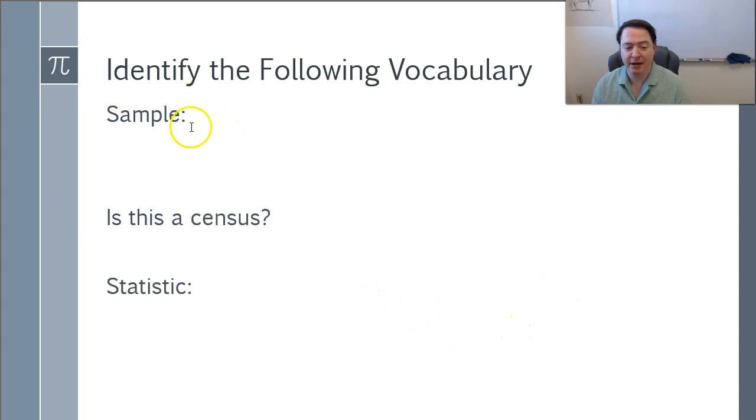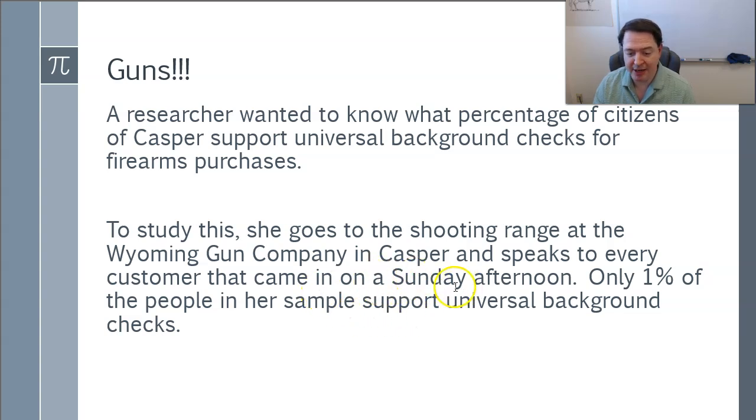So let's start off by looking at just what these words are. Okay, so first off, what is the sample here? Well, the sample is the data that she actually got, not what she tried to get, but what we actually got. So this is going to be a response from the people that came in on a Sunday afternoon to this one particular shooting range. Okay, that's what the sample is. So customers that came in on a Sunday afternoon to Wyoming Gun Company's shooting range in Casper, right? That seems very specific, and these samples tend to be very specific to make it clear exactly who we can generalize this to.